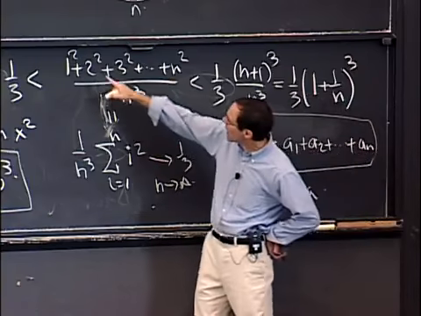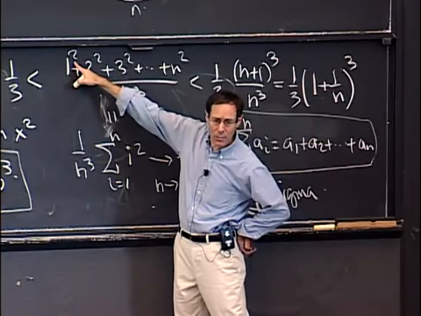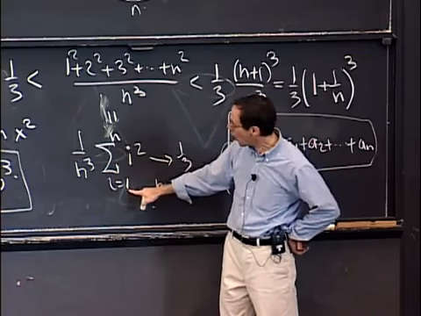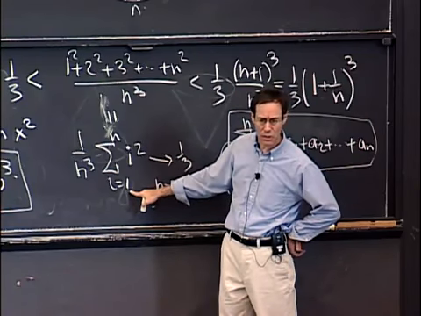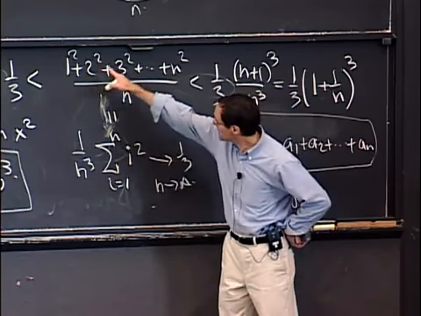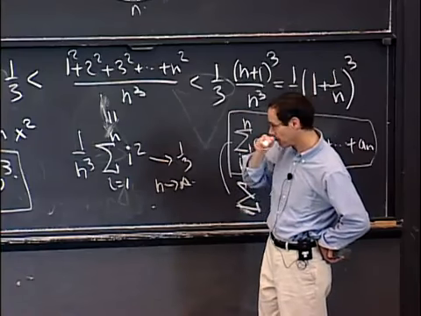And this is the reason why I stuck in that 1 squared at the beginning, so that you could see that the pattern worked all the way down to I equals 1. It isn't an exception to the rule. It's the same as all of the others.